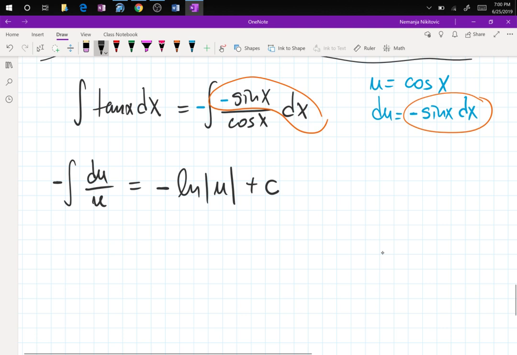Good. So how can it be negative though? The negative is on the outside like that. All right, good. Now, I don't care about u, I care about x. So, negative ln of cosine x plus c. Easy.